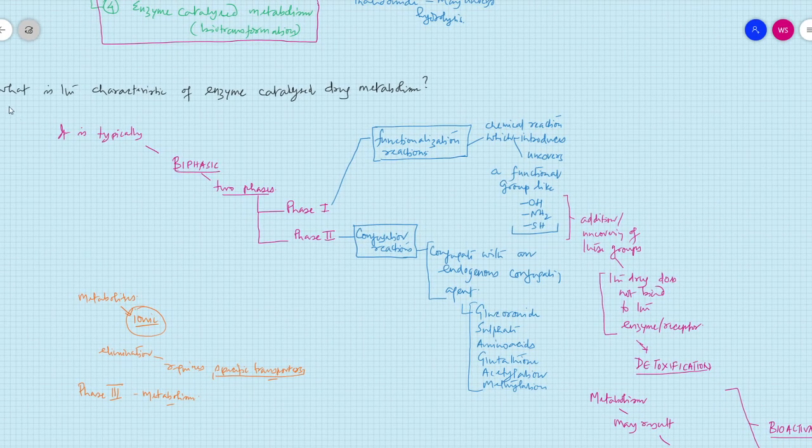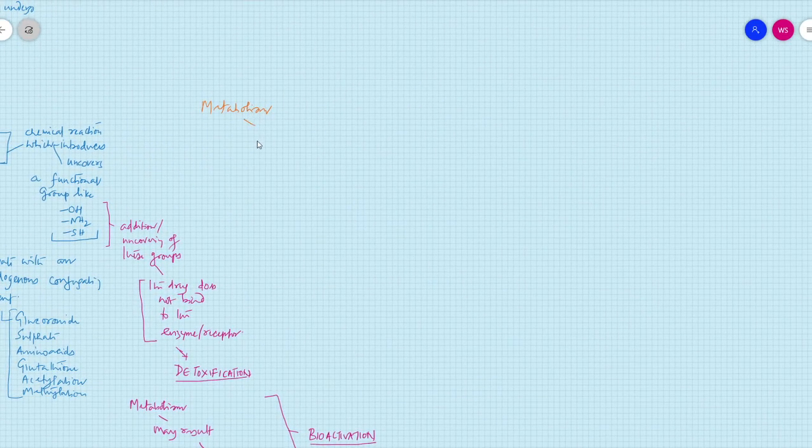When we looked at the question, what is the characteristic of enzyme-catalyzed drug metabolism, we understood that metabolism is enzyme-catalyzed. Now that brings some other questions to mind. The question would be, where does metabolism, here we mean drug metabolism, take place?